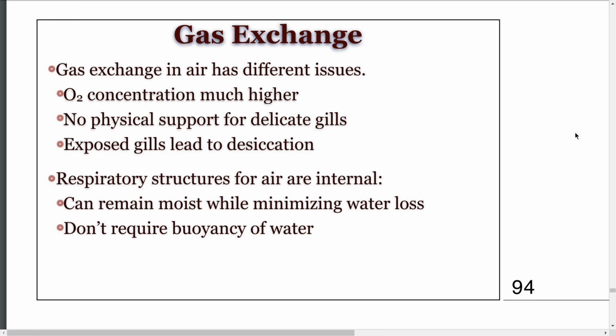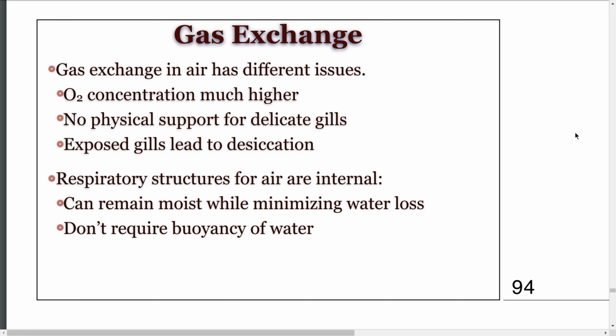In addition, if your gills are exposed to the air, remember, in order for gas exchange to take place, they have to be wet. And so, for gas to be able to pass through, water also has to be passed through. So that means that exposed gills will dry out and can dry out the whole organism very, very quickly. So that means typical gills that work well in water do not work on land at all, despite the higher oxygen concentration.